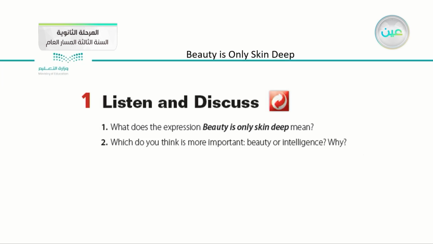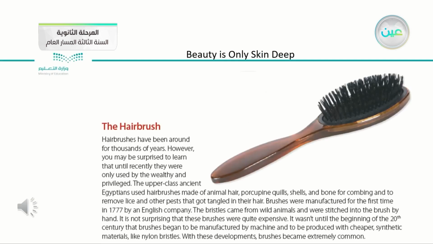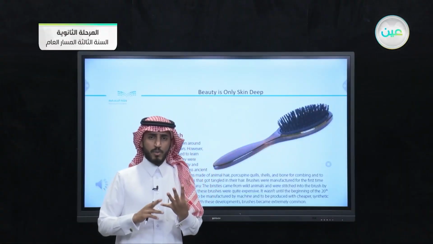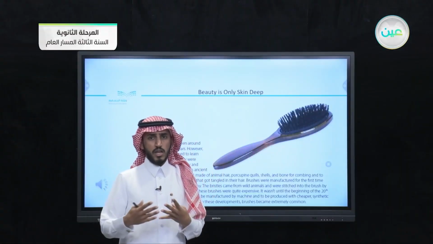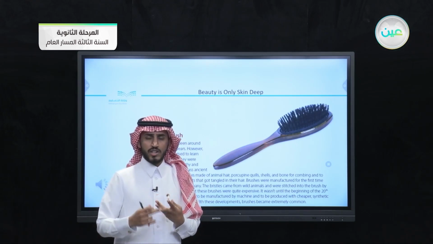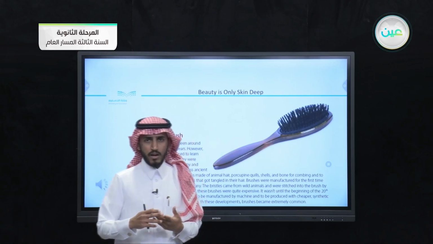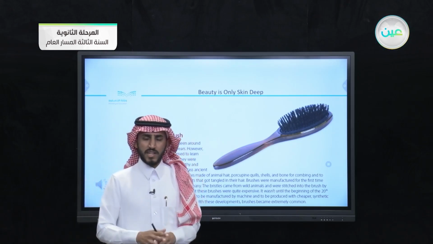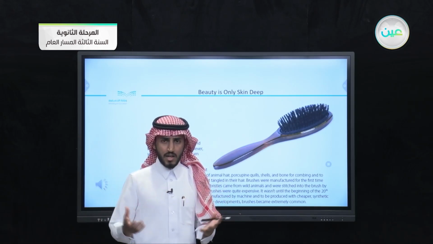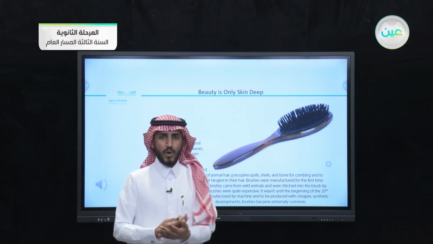Now I want you to take some time, read these questions, think about them, then go after that to this part. But before we start reading, today we have 4 parts for tools that are used in beauty making: hairbrush, nail polish, deodorant, and lipsticks. These 4 tools have a history and a way of using.